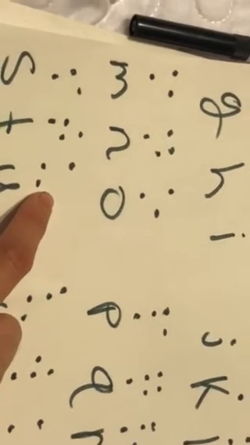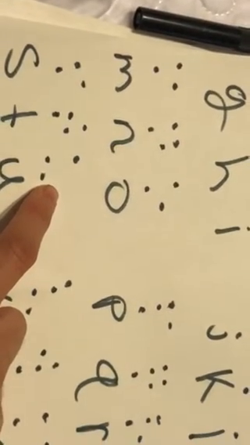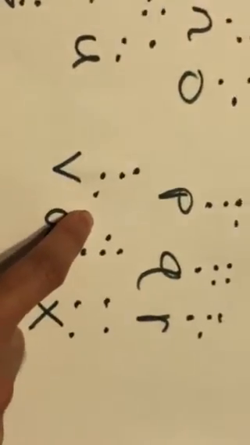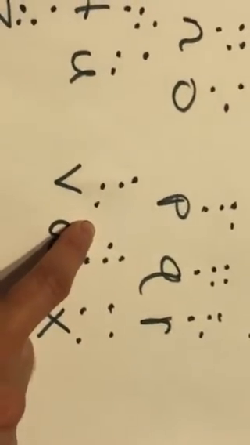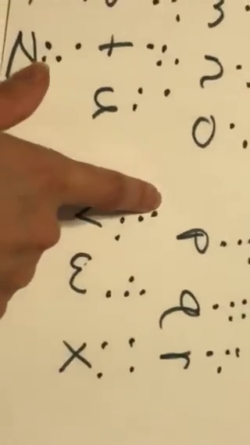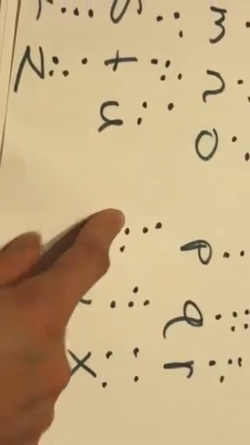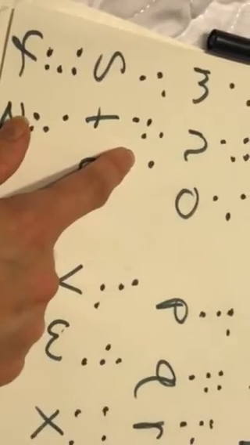U is 1, 3, and 6. V. Very similar to U, except you would add the dot 2, which would mean 1, 2, 3, and 6. Very similar to U. Just add in that extra dot.